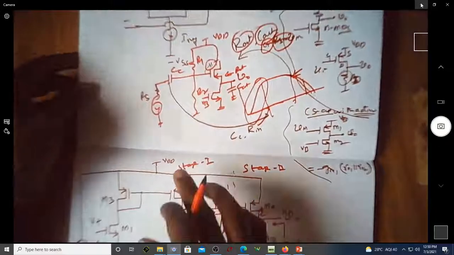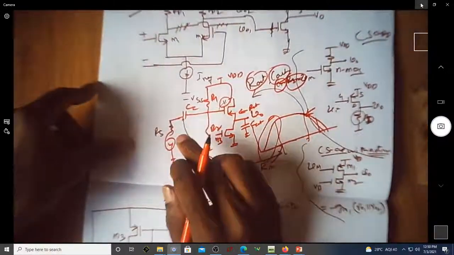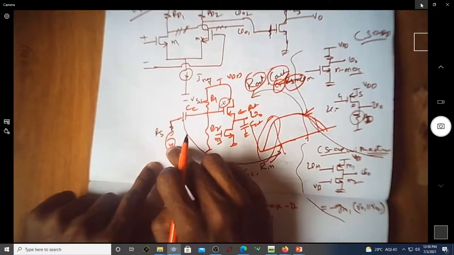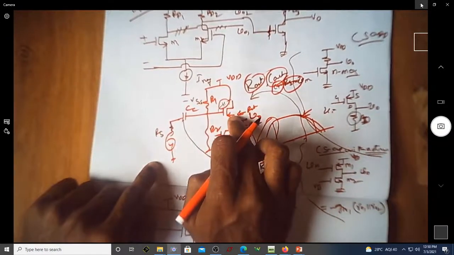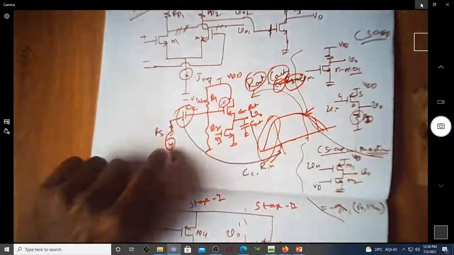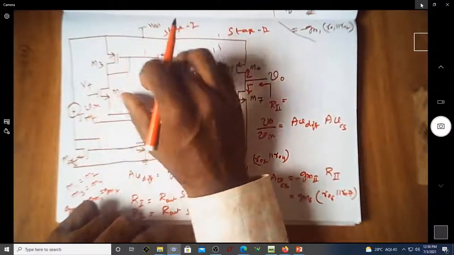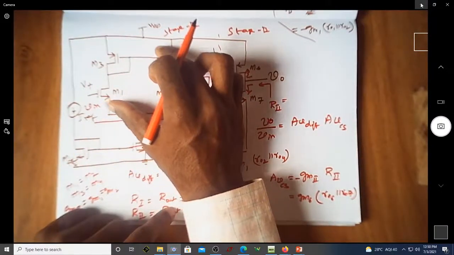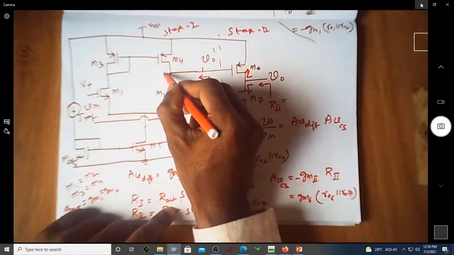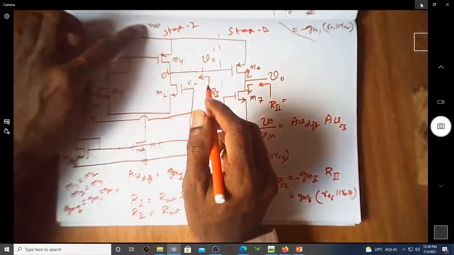But if we can see the difference between this CS amplifier and this CS amplifier, while coupling the input voltage to this active load CS amplifier, which still uses a PMOS transistor, we have a coupling capacitor. But if you can see here, the design of a differential amplifier is made such that here the DC voltage is made 0 volt.